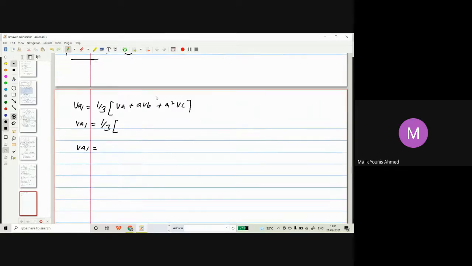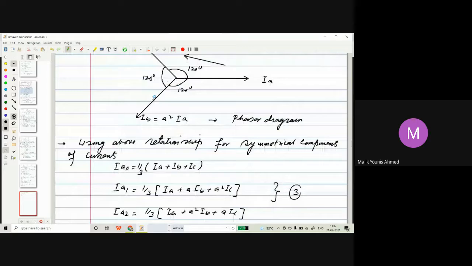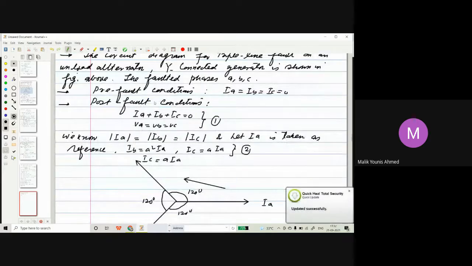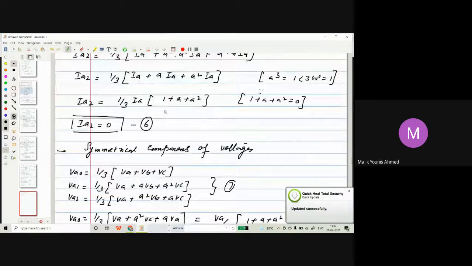Okay, I can write it like this: VA plus VA, AVA, YVA. We can check the boundary, this condition, the post-fault condition. What was there? Post-fault conditions are VA equals VB equals VC. Just replace this.